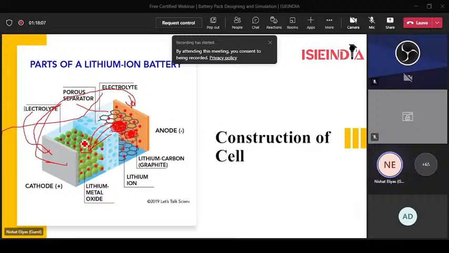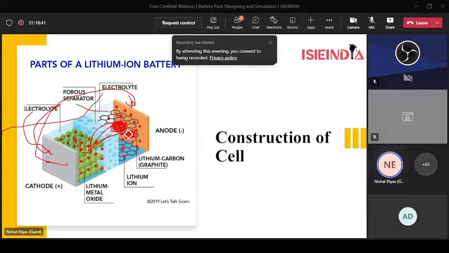The lithium oxide here, can you see? Lithium is in its oxide form. So reduction starts here when we apply an external potential, and the lithium ions go via the electrolyte to the graphite, that is the anode of the cell.